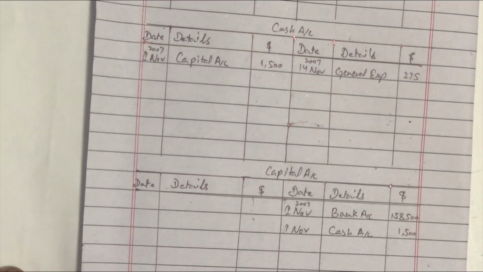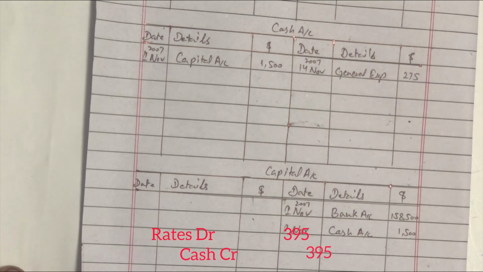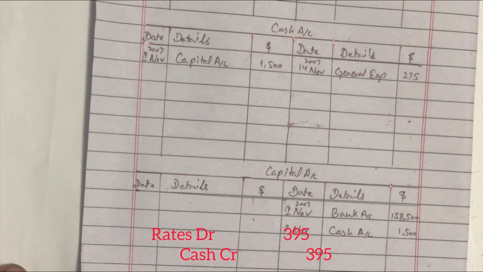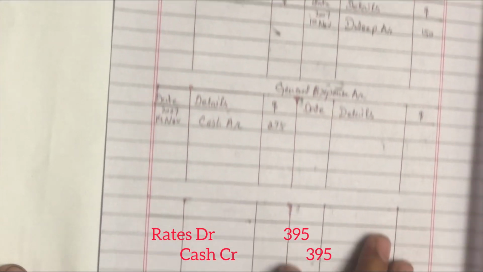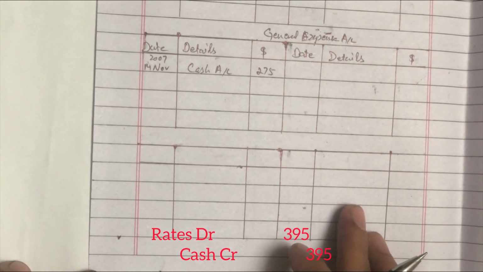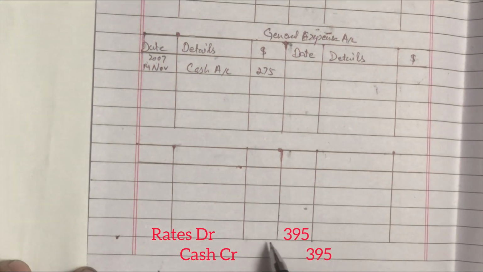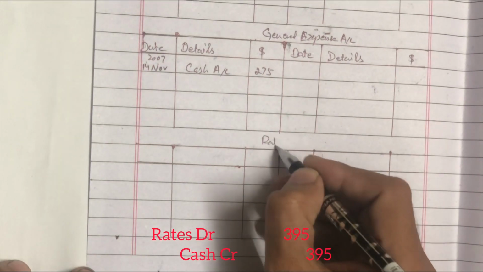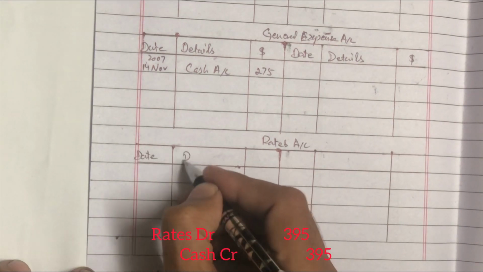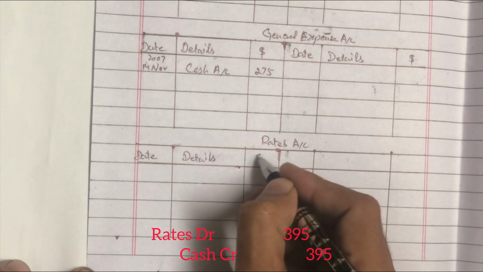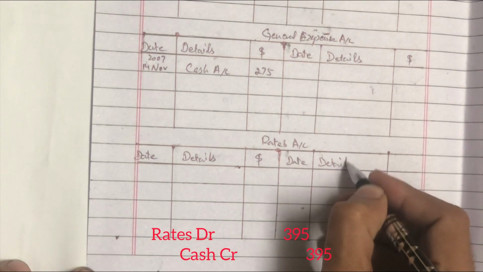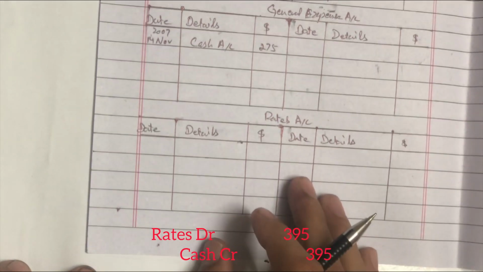Now move on to the next transaction. We have rates account debited, 395, and cash account credited. We need to make a rates account, so let's move here on this page to make a rates account. So let's make the title rates account, and here we'll have date, details, and amount. Date, details, and amount column again.